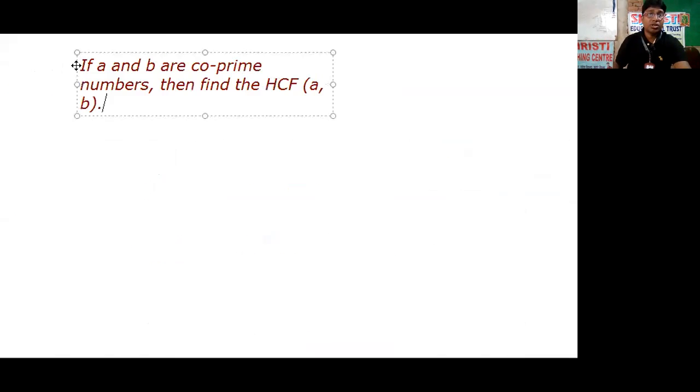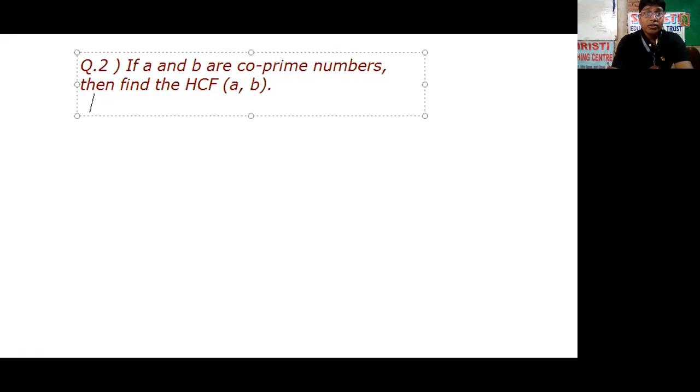If you consider this as question number 2 for this session, how do we solve it? If A and B are co-prime numbers, the basic definition of co-prime numbers is that the HCF of these two numbers must be 1. So the simple concept is that HCF equals 1. This is your final answer. You can consider any example and try to find the HCF; your answer would be 1.